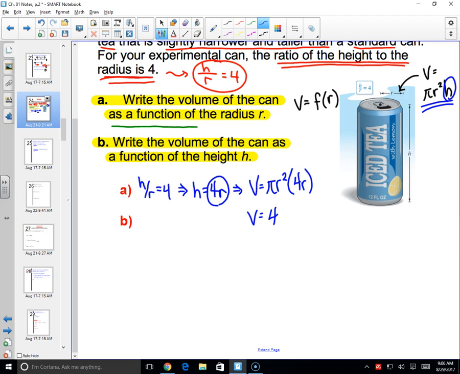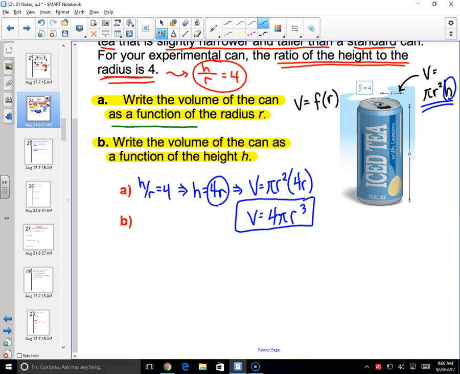2 times 3 is 3 times 2. 2 times x is x times 2. I can move 4 in the front. Pi is going to chill there because he's a coefficient too. Because he's a number, right? 3.1415926. What's going to happen with my r's? Yeah, r cubed. Do I now have a function for volume in terms of only r?